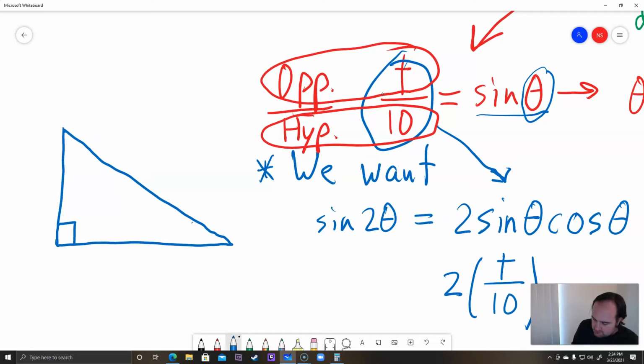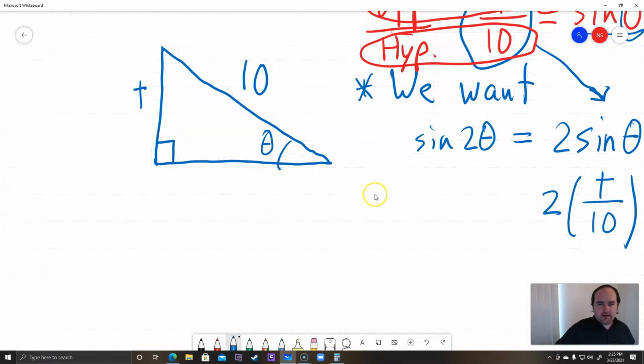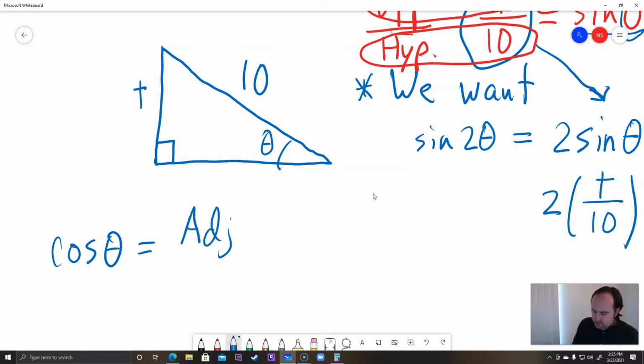So here's our theta. The opposite is t, and the hypotenuse is 10. What we want is cosine of theta so that we can figure out what this is. So let's figure out cosine of theta. We know that cosine of theta is equal to adjacent over hypotenuse. And here the adjacent has to be this side here, which we don't know.